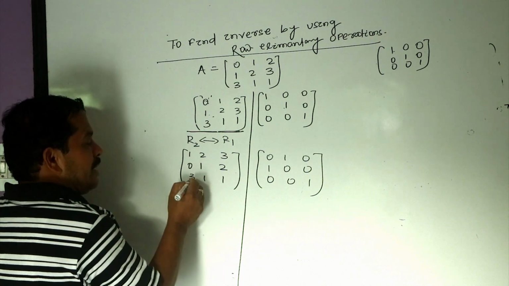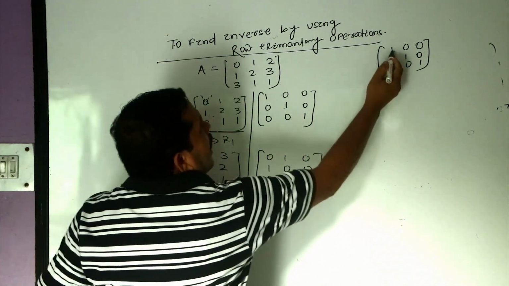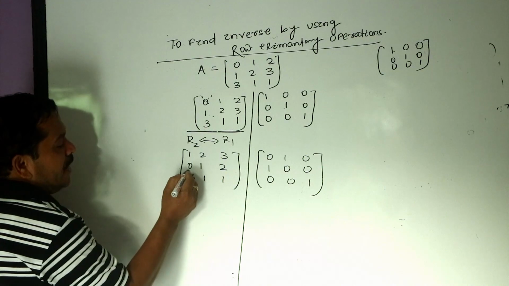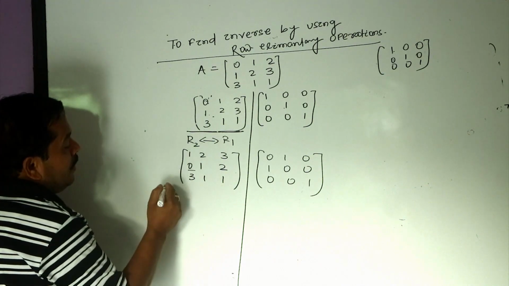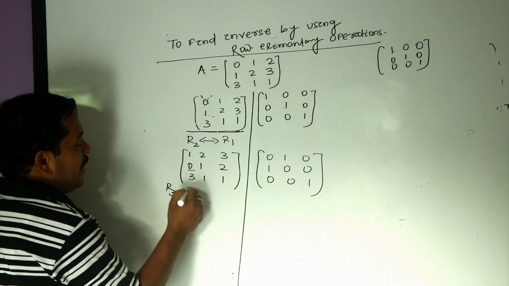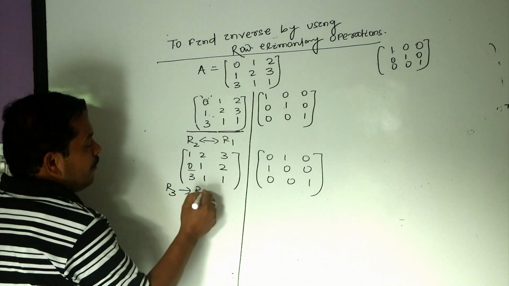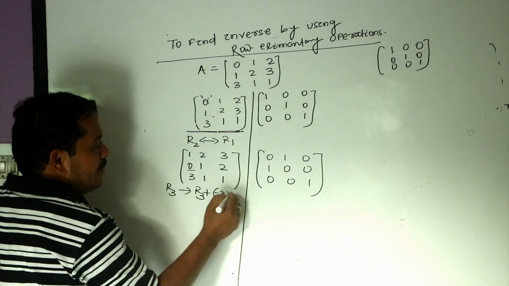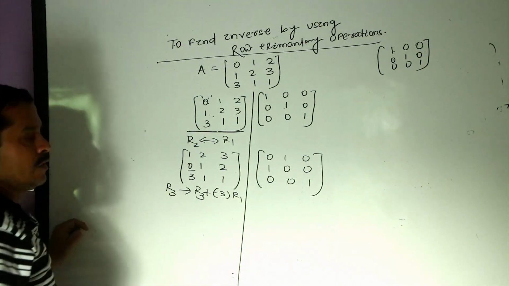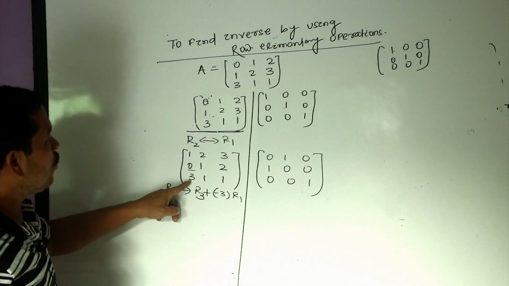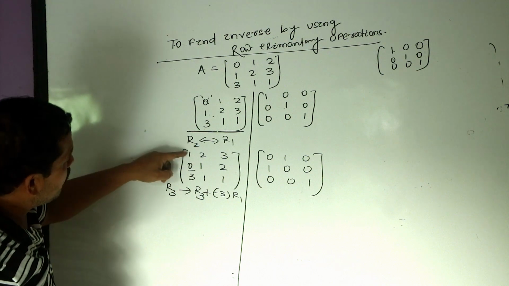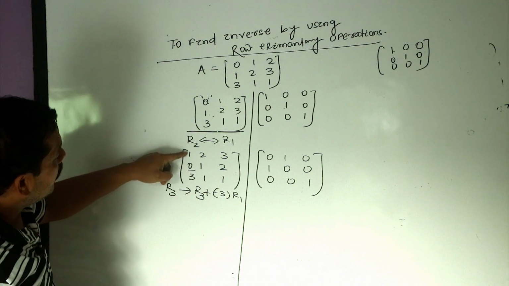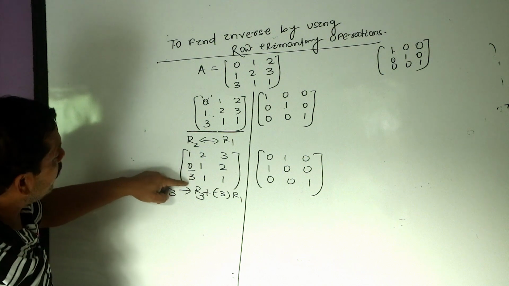Now we have to make it 0, because 1, 0, 0. Here it is already 0, so we have to make these 3 to 0. Now row 3 is replaced by row 3 plus minus 3 times row 1. So here it is 3, here it is 1. Then multiply minus 3 in row 1 and add with row 3. Then it will be 0.